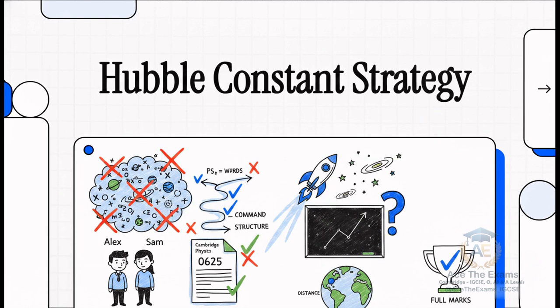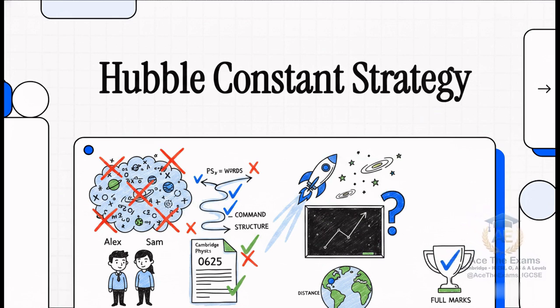Alex, for instance, just overloaded the page with raw physics facts. They were just dumping everything they had ever learned about the galaxy, the stars, the planets, all of it, without any tactical analysis whatsoever. It was just a wall of text, and let me tell you, the examiner's red pen was absolutely merciless. Sam, on the other hand, went the complete opposite route.